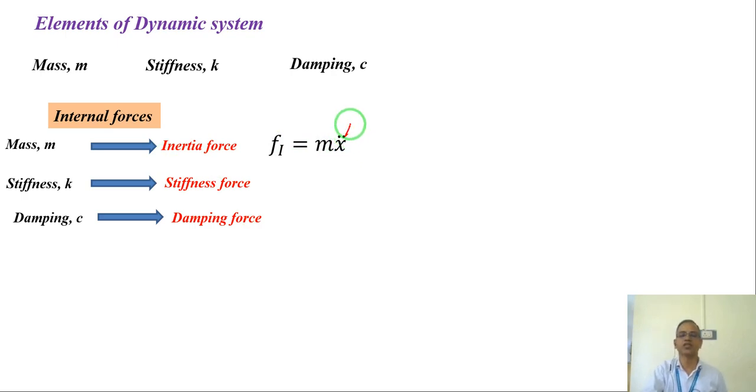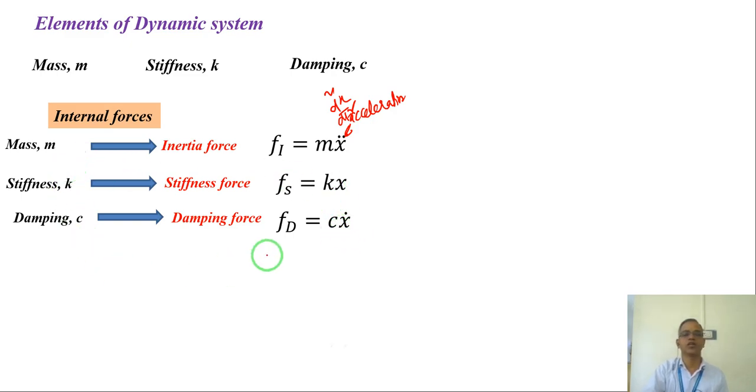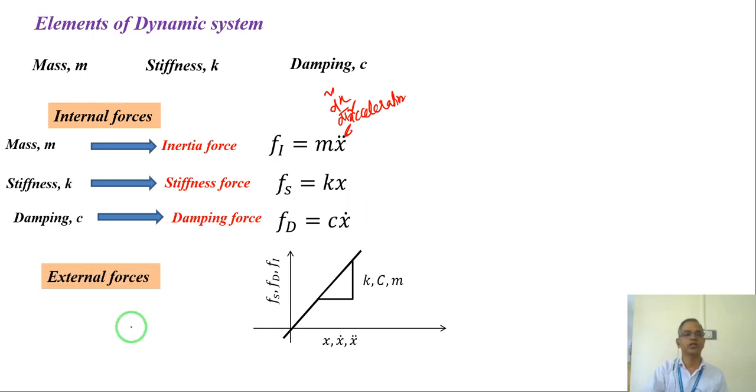and the inertia force is written as m x double dot. This is acceleration, which is d square x by dt square. The stiffness force is k times x, stiffness times the displacement. Damping force is the damping coefficient times velocity. This is the internal force, right? Now the external force acting on the dynamic system is nothing but the applied force, which is F of t, a time dependent force.